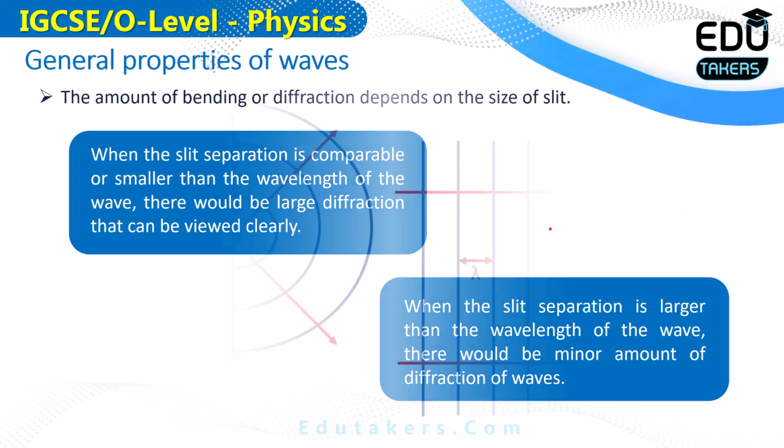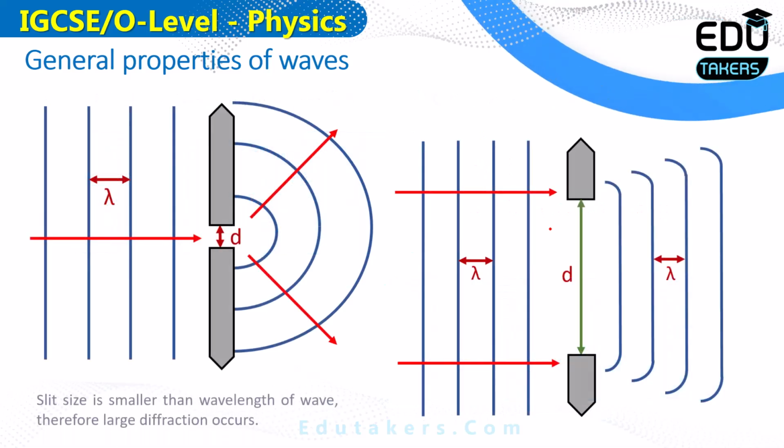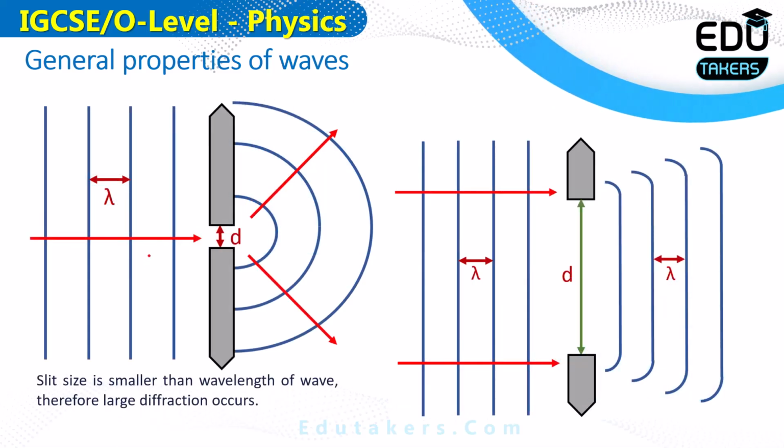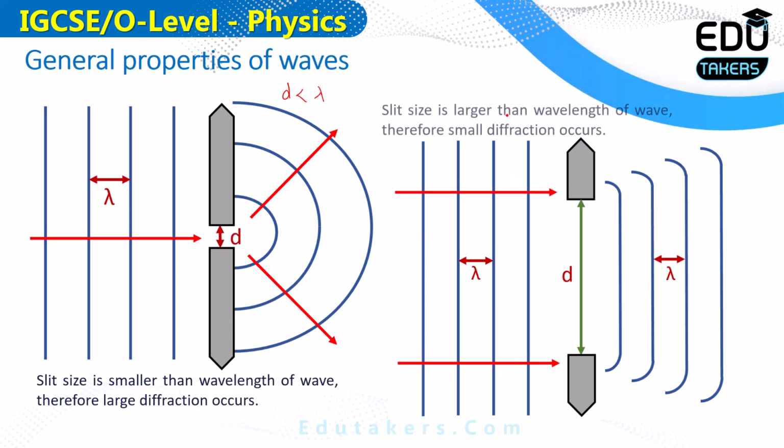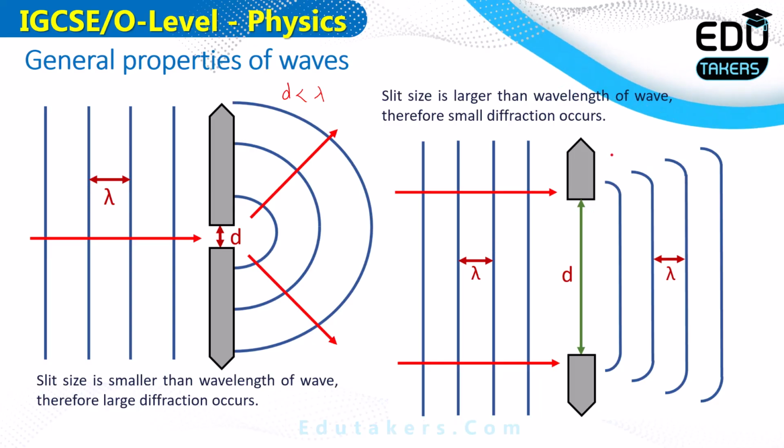Let's understand this with the help of a figure. In this figure, the first figure shows that the distance between the barriers is d and the wavelength is the distance between any two wavefronts. The distance d is smaller than the wavelength. Then what will happen? There is more diffraction. The water waves bend into a semicircular pattern after passing through this opening. But in the second figure, the distance between both of these obstacles is very large compared to the wavelength. When this condition happens, there is only a very small amount of diffraction.